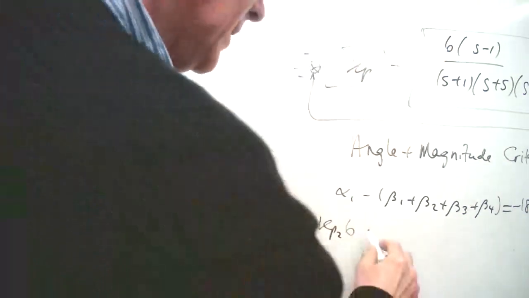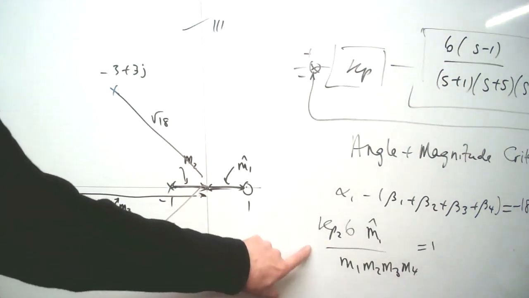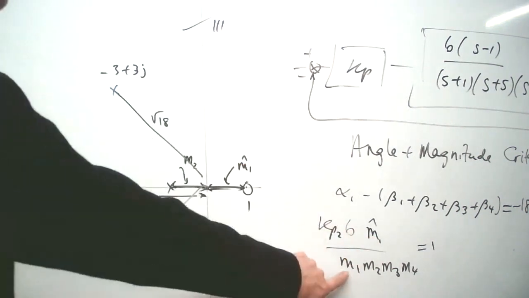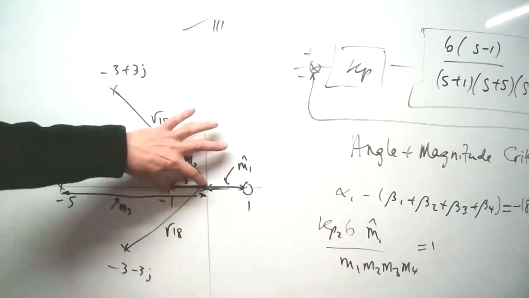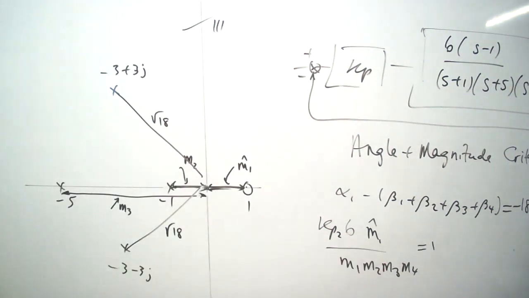So it's going to be the 6 or KP2 times the 6 times M1 hat over M1, M2, M3, M4. It's exactly the same equation as we had before. The magnitude criteria works anywhere. So KP2 we don't know, 6 we don't know. M1 was 1, M1 hat was 1, M2 was 5, and M3, M4 was 18. That's where the numbers came from in that one.